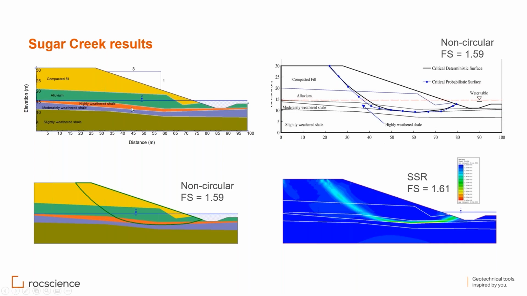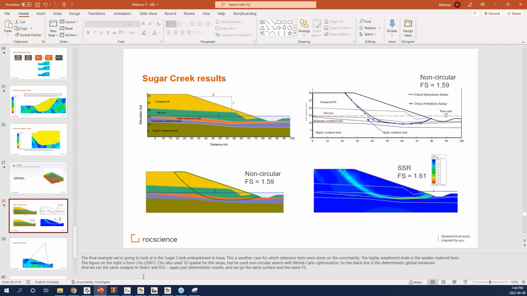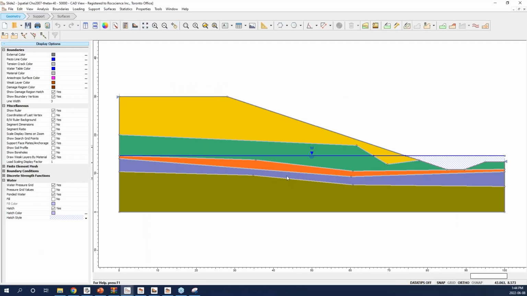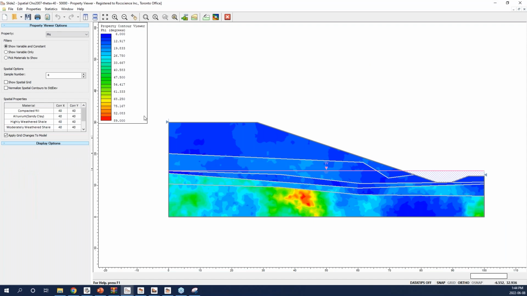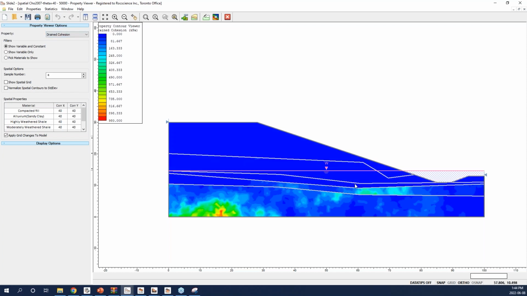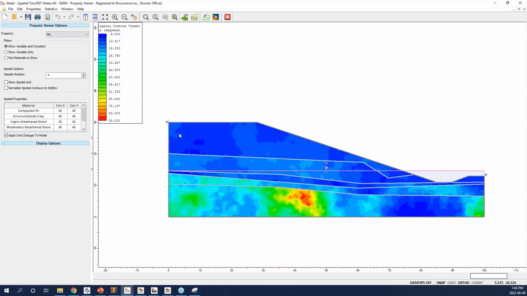And this highly weathered shale, the orange region, is the weak material that we have. Now, let's go to our probabilistic model and see what we got. So this is our model. We have something called property viewer in Slide2. So basically, we define the correlation lengths of 40 meters in horizontal and vertical for the 5 layers that we have here. For cohesion, we only have 2 layers that are variable. For friction angle, we have all the layers.